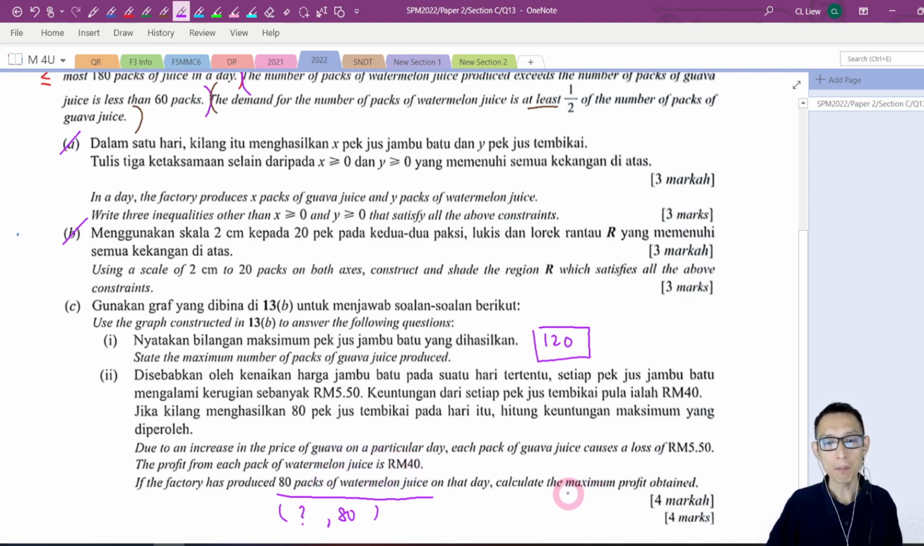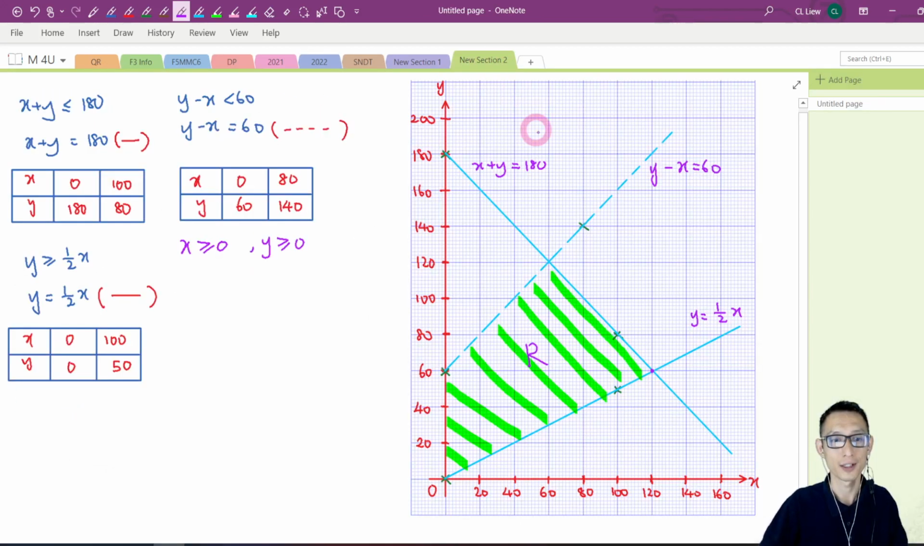Since we want the maximum profit obtained, and the guagua juice causes a loss, therefore we need to minimize. We need to take the minimum number of packs of guagua juice so that we can minimize our loss. So now let's go to our graph. Y is equal to 80, because 80 packs of watermelon juice. Watermelon is y. Now look at our graph. Look at this line, 80, right? Yeah, 80.